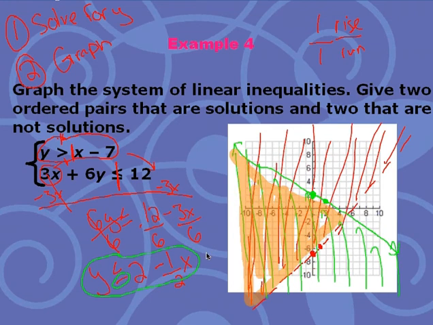So all of the points that are inside this overlapping triangle, this orange triangle that I've just drawn, those are all solutions. And everything that's outside of that triangle where the shading does not overlap, those are not solutions.